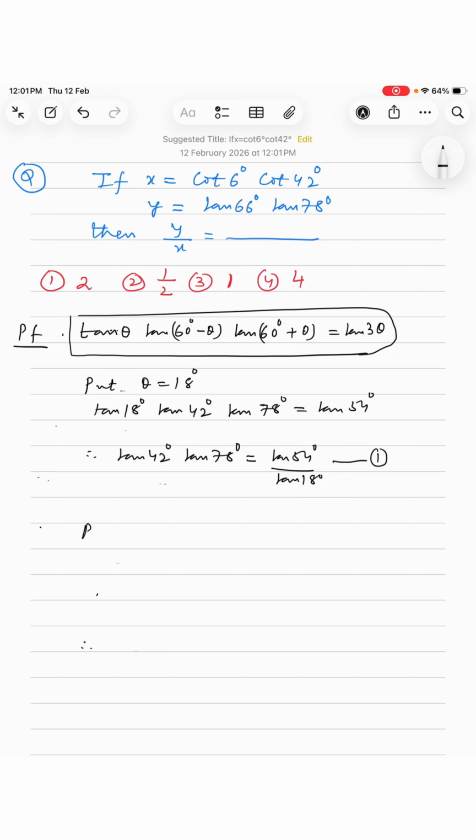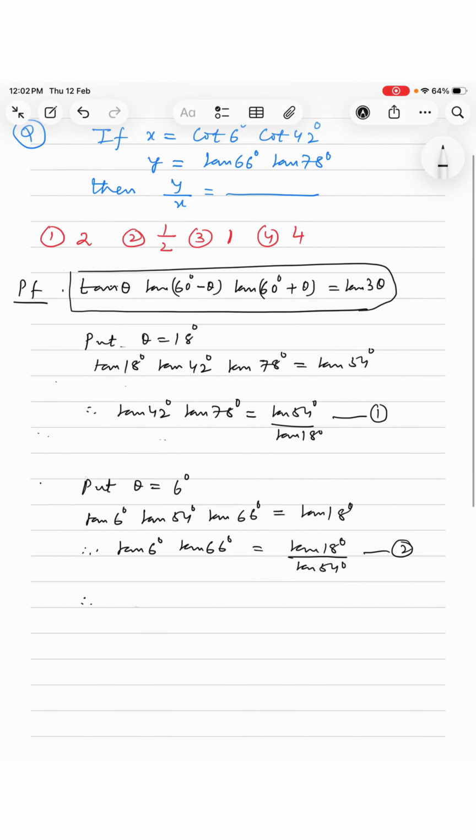Okay. Now in the same formula, now you put theta equal to 6 degrees. What happens to the formula? Tan 6 degrees into tan (60 minus 6), tan 54 degrees, into tan (60 plus 6), tan 66 degrees, is equal to tan 18 degrees. So from here, let us calculate tan 6 degrees into tan 66 degrees equal to tan 18 degrees by tan 54. Mark this as 2.